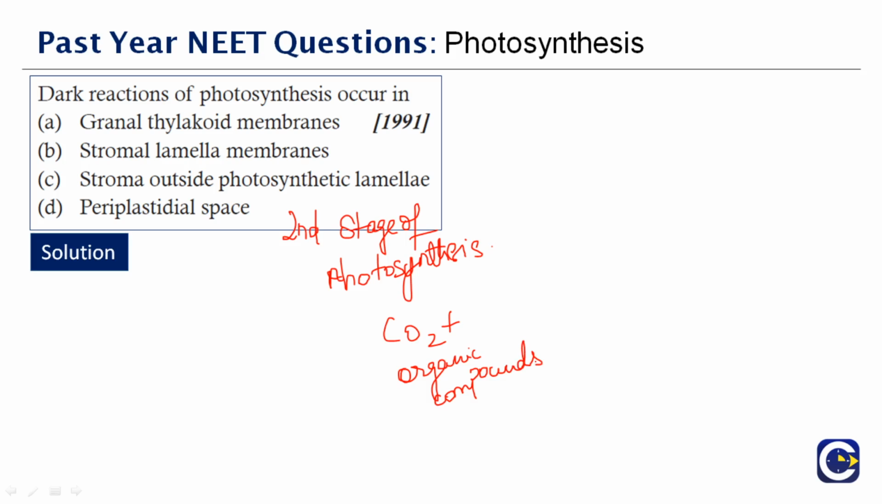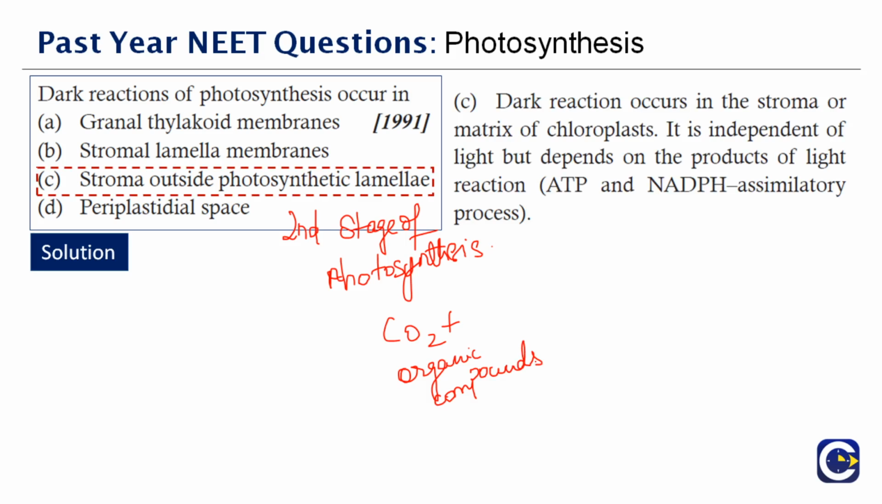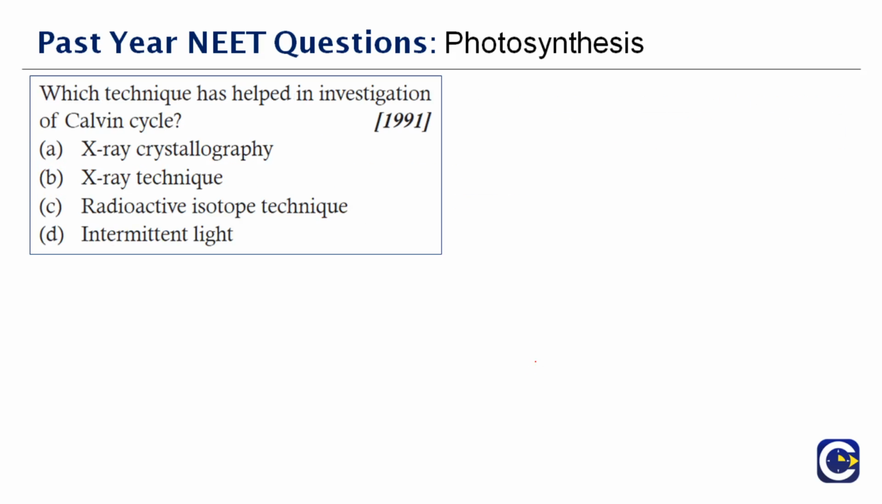Therefore, the correct answer to this question is option C. Next question. Which technique has helped in investigation of Calvin cycle? Okay, so this you may not know, but I'll tell you what the answer is. We all know what the Calvin cycle is, right? It is a biochemical process and it is important for photosynthesis. But the technique that helps us in the investigation of the Calvin cycle is the radioactive isotope technique.